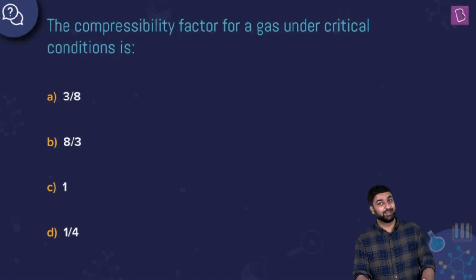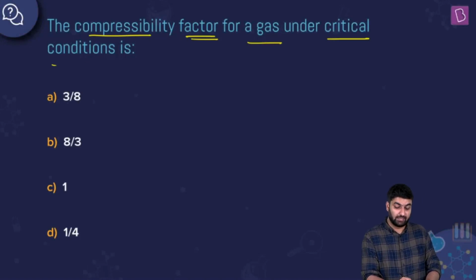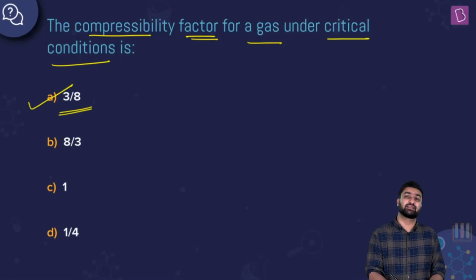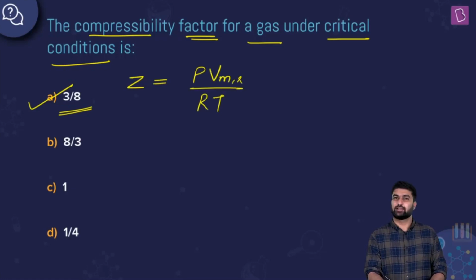All right, let's take a look at this question, right? It's saying the compressibility factor for a gas under critical conditions is going to be equal to what? Although we remember this value and we know what the value is going to be, it's going to be 3/8. Let's still solve it out because Z is usually equal to what? Think about it, right? So Z is usually equal to PV molar real divided by RT, right?